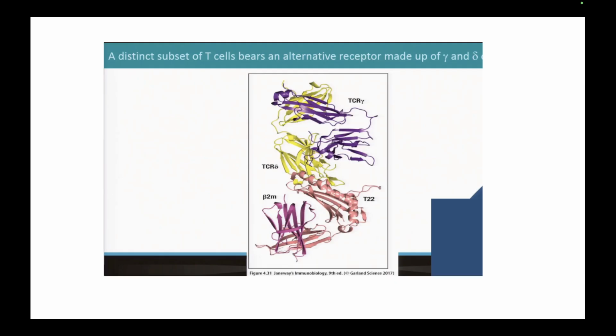Also, there is a distinct subset of T cells that bears an alternative receptor made of gamma and delta chains, which is also shown here. This is the TCR having gamma and delta. It does not process or recognize the antigen that is being presented by MHC. However, they bind to the antigen with some different machinery, but they are very few in number, a very small population, and they cannot bind to the antigen being presented by MHC.